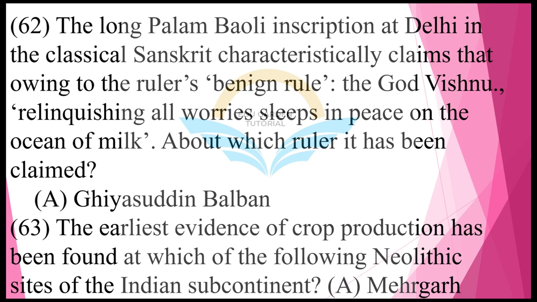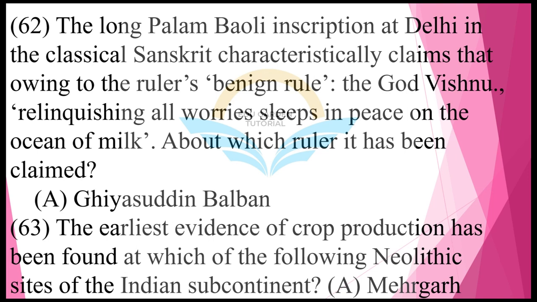Next one. The earliest evidence of crop production has been found at which of the following Neolithic sites of the Indian subcontinent? Answer is Mehrgarh.